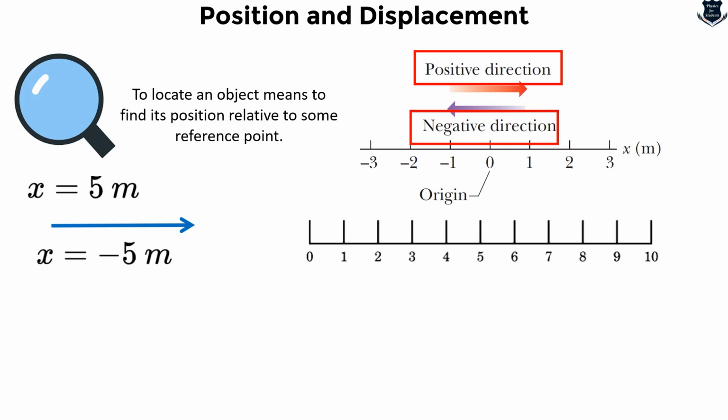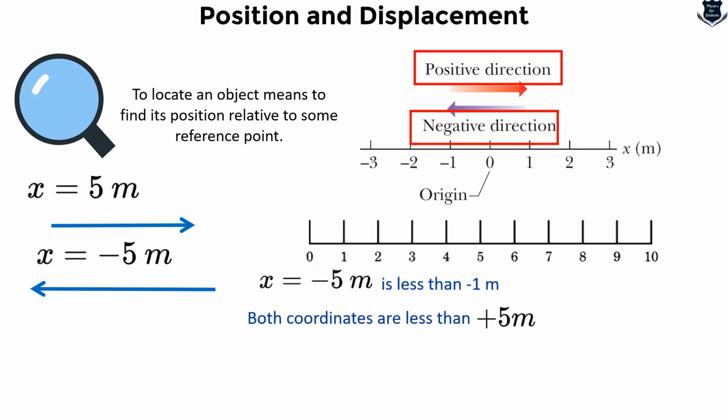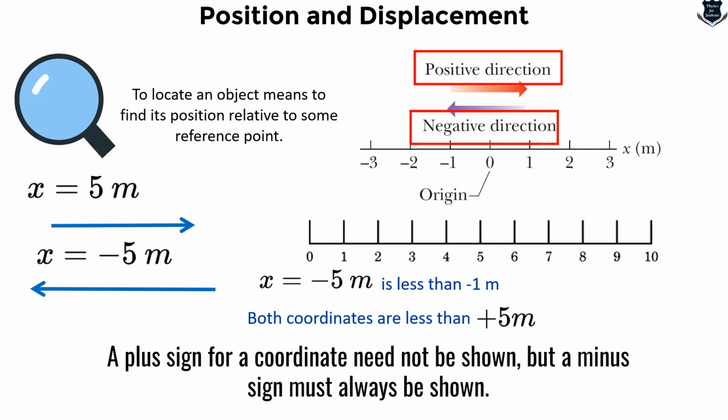If it was located at x equals minus 5 m, it would be just as far from the origin but in the opposite direction. On the axis, a coordinate of minus 5 meters can be called less than plus 1 meter, and both coordinates are less than a coordinate of plus 5 meters. Now, most important is that a plus sign for a coordinate need not be shown, but a minus sign must always be shown. The plus sign is not always necessary. We can omit that, but a minus sign should always be shown.